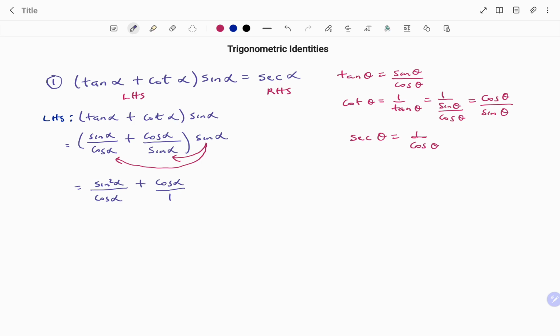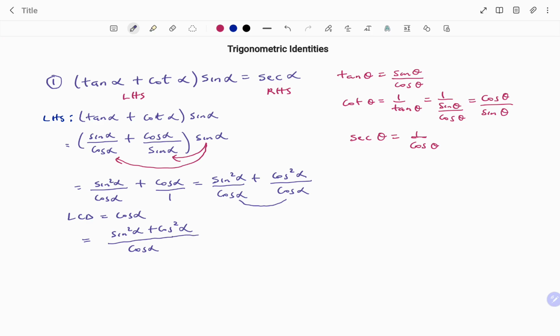Our LCD, or our lowest common denominator, is cos alpha. Therefore, making the denominators the same, I'm going to multiply my right-hand fraction with cos alpha at the top and at the bottom. So my expansion becomes sine squared alpha over cos alpha plus cos squared alpha over cos alpha. Now the denominators are the same. Placing them under the same denominator, I have cos alpha. At the top, I have sine squared alpha plus cos squared alpha.